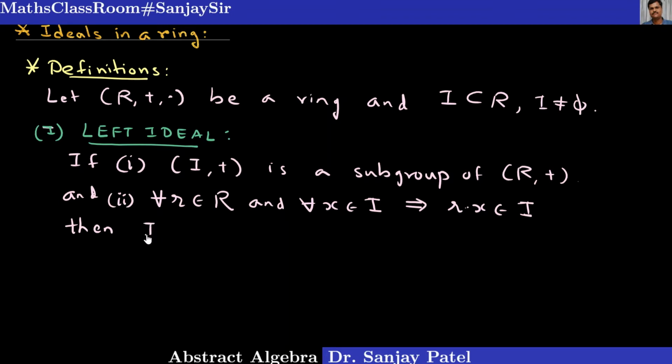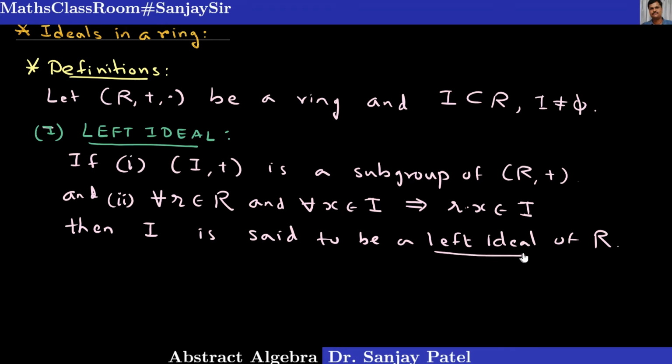So I can say I is said to be a left ideal of the ring R. So this is our definition of left ideal. The left in the sense that the ring element r is multiplied on the left hand side of this multiplication sign. In the same way we define what is called a right ideal.